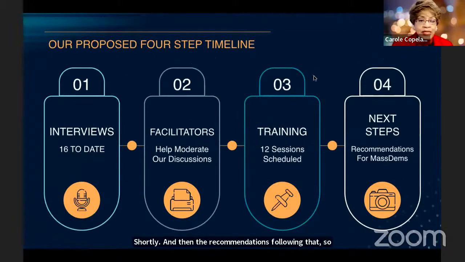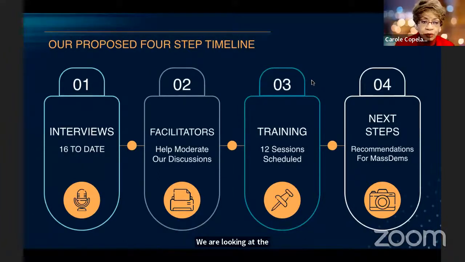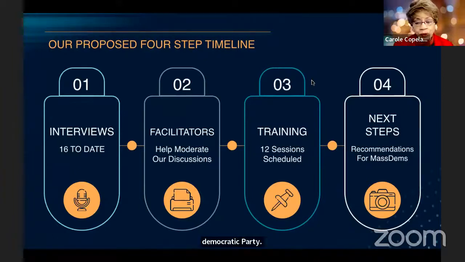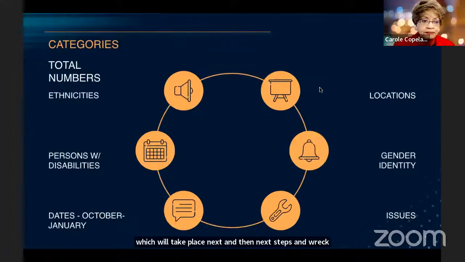What we're doing now is looking at the assessment component, where we have actually interviewed 16 members of the Democratic Party, all different kinds of individuals, which I'll talk to you about very shortly. We're then going to identify some facilitators to help moderate our discussions during our training component, which will take place next, and then next steps and recommendations will happen.